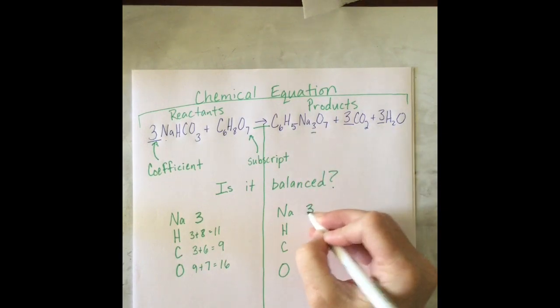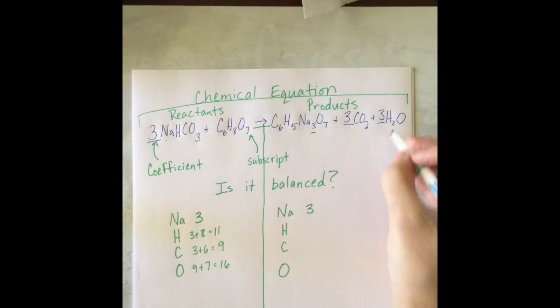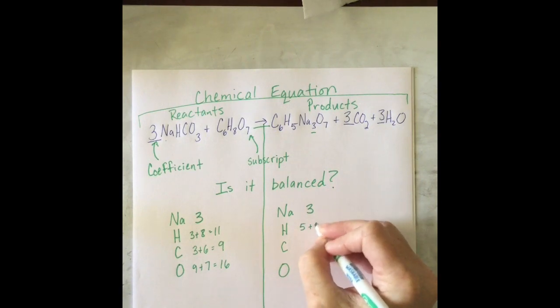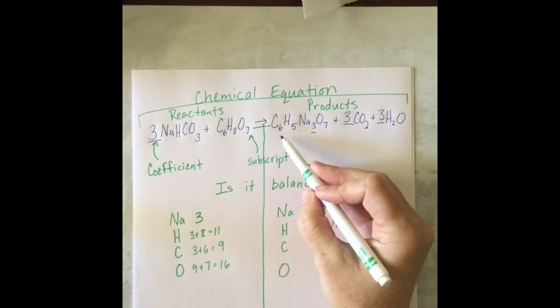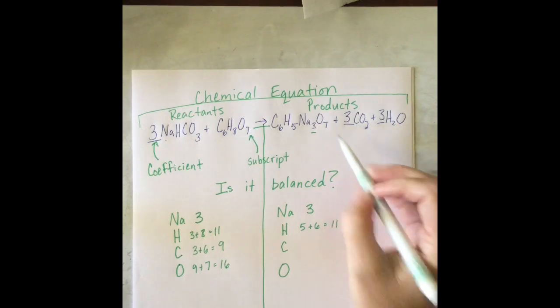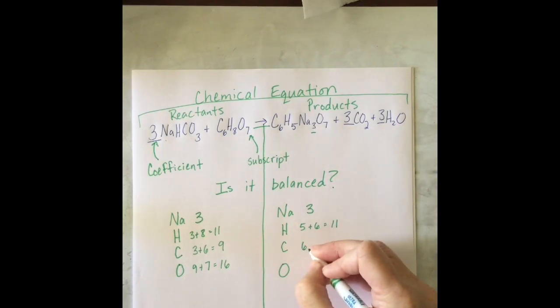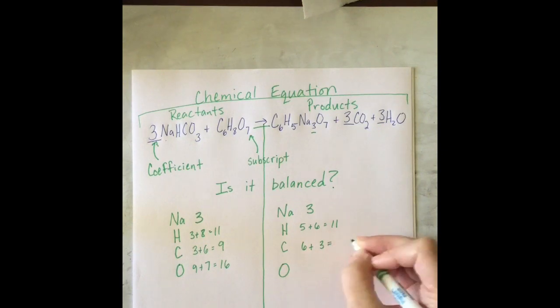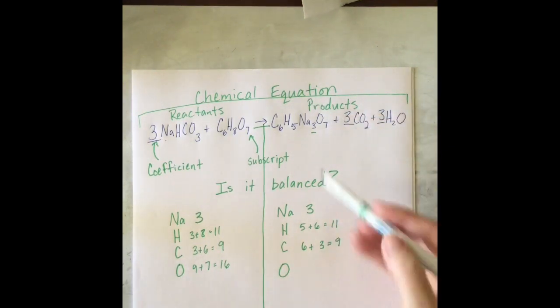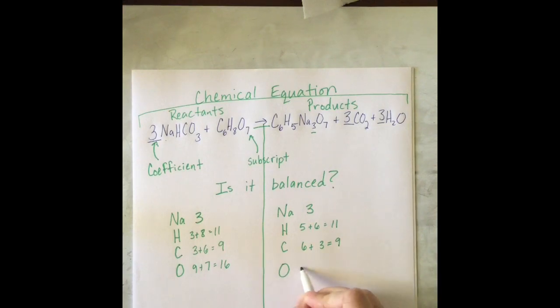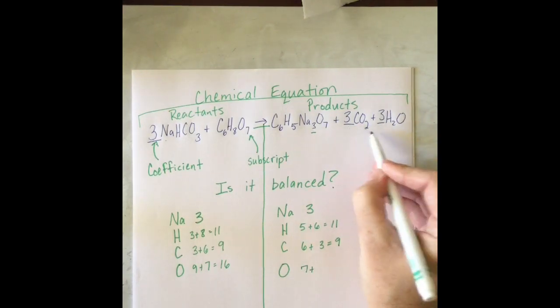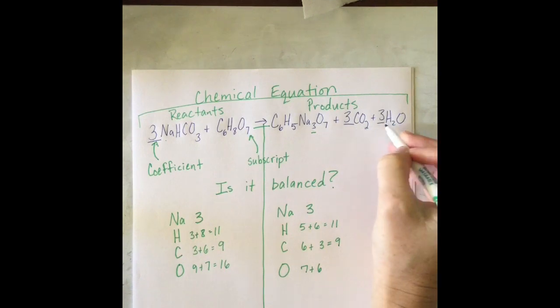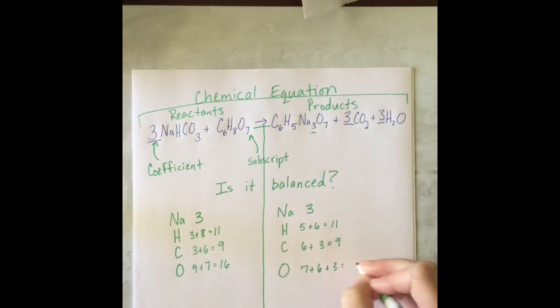Then let's do it on the other side. We have 3 sodium, 5 plus 6 hydrogen, 6 plus 3 carbon, and that is 3 carbon because since there is not a subscript written, we can assume that it's 1, so it ends up being just 1 times 3. And then for oxygen, we have 7. And then it would be 2 times 3 would be 6, plus 3 times 1 would be 3. So we have 16 total.